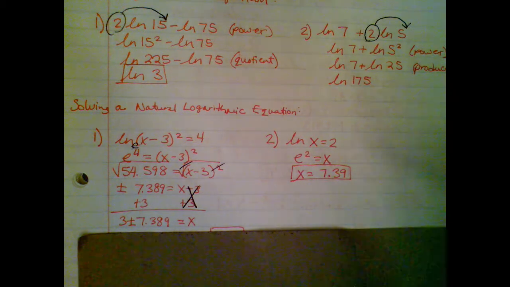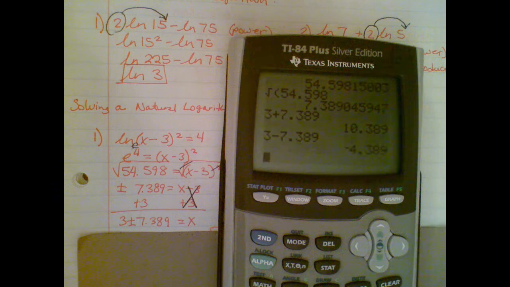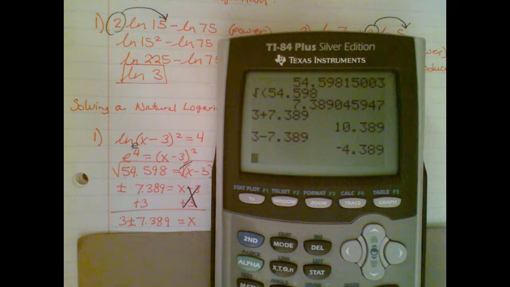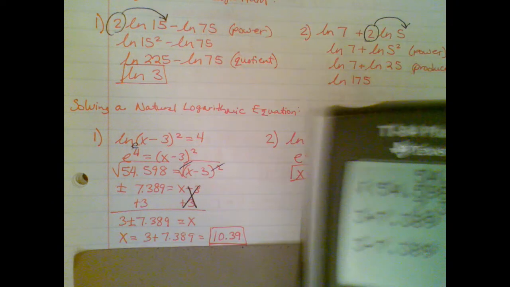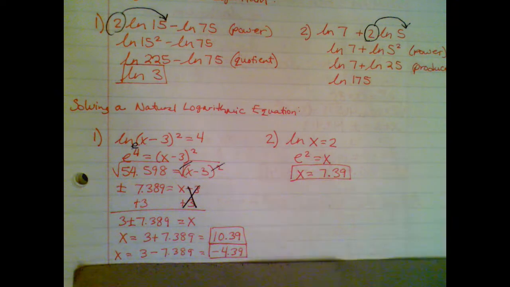So to get my two answers, I'm going to have to take 3 plus 7.389, get my one answer, so 10.389, and then I'm going to take 3 minus 7.389 to get my second answer, which is negative 4.389. And we can round just to the hundredths place for both of those.